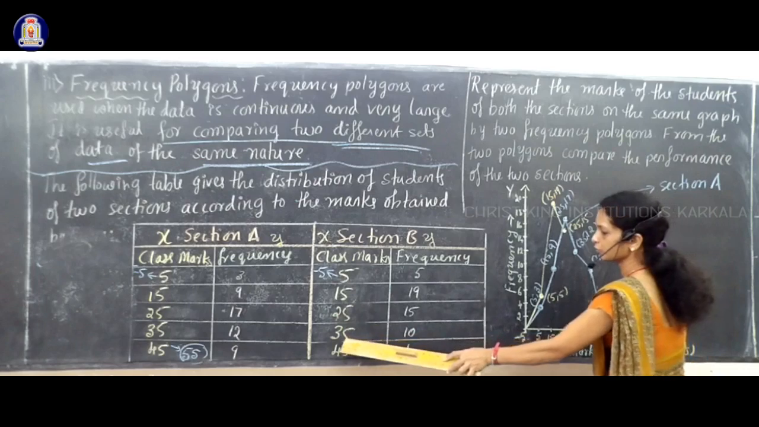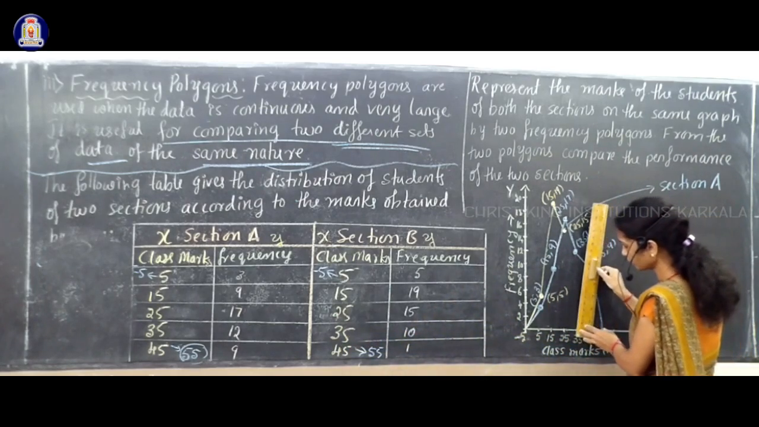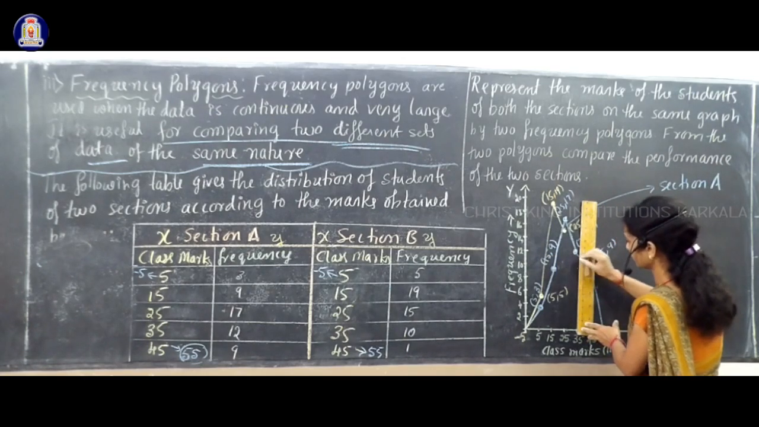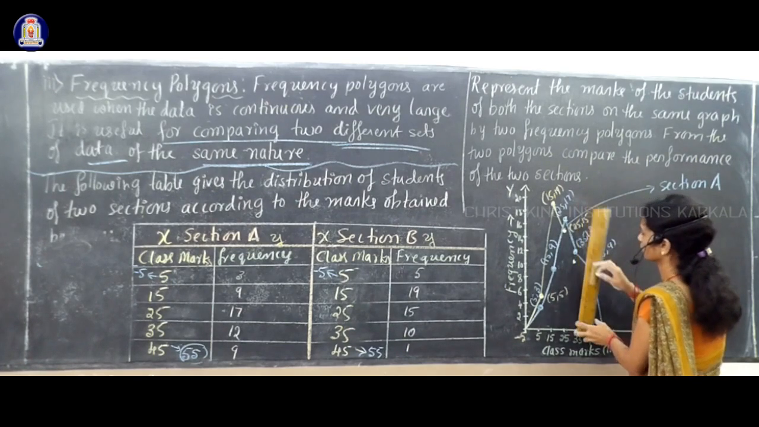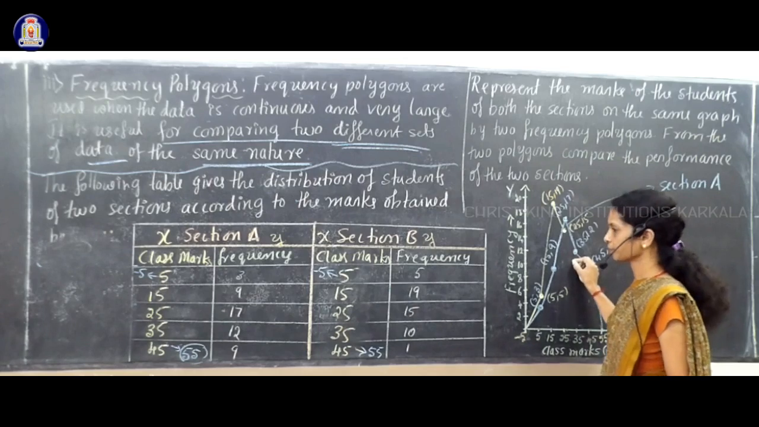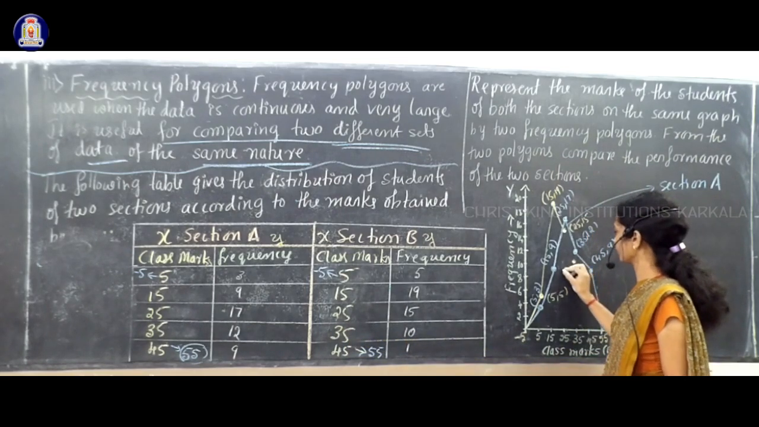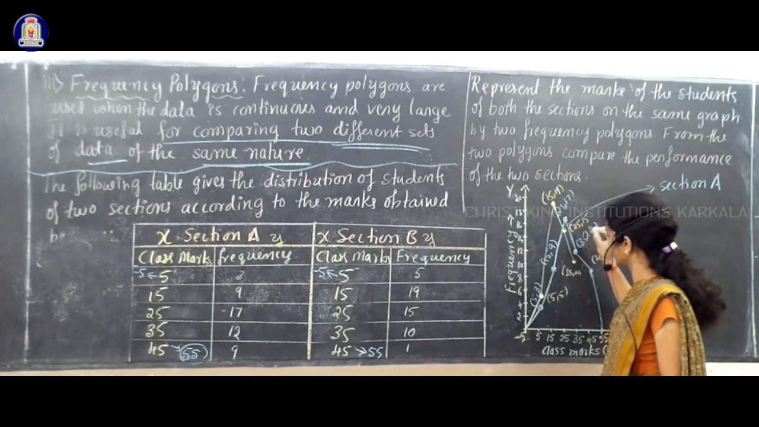Then 35, 10. At 35, you have to move up to 10. Okay. Keep the scale at 35 and move up to 10. This here. Okay. So this point is which one? This point is 35. At 35 we moved up to 10. So this point is 35, 10. Okay, join that with the previous one.